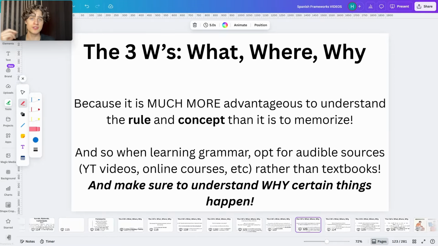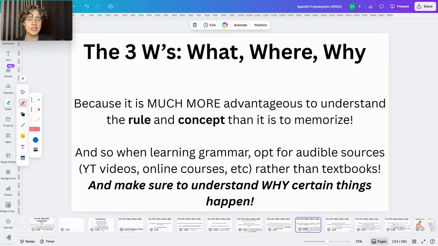Because it's much more advantageous to understand the rule and a concept rather than to memorize examples of that concept being used. And so when learning grammar, firstly, opt for audible sources, so courses, videos, etc., because then you're actually listening and speaking, and those are the 2 skills that are used in a conversation. But mainly, understand why certain things happen.